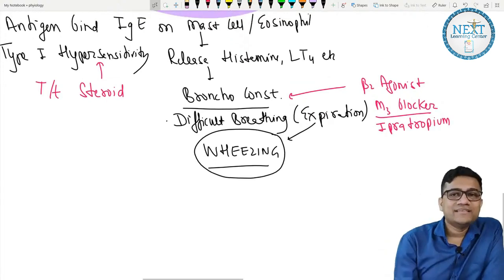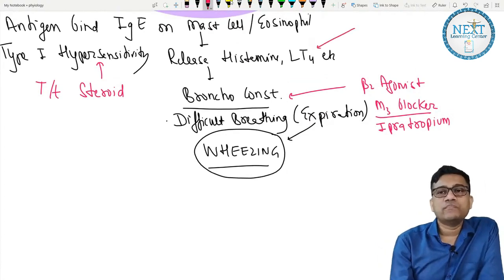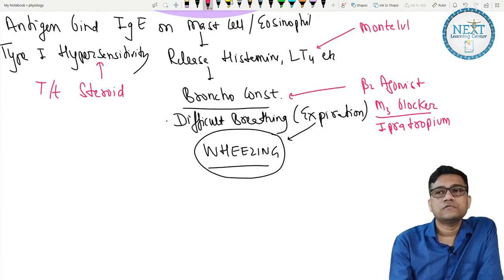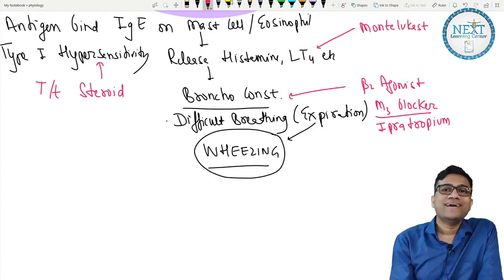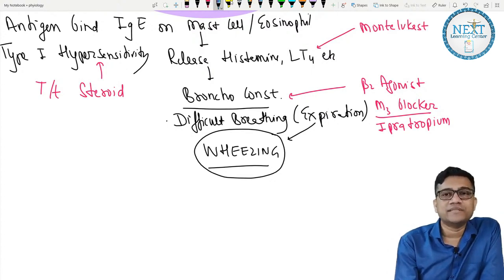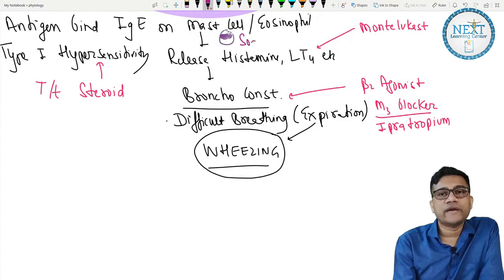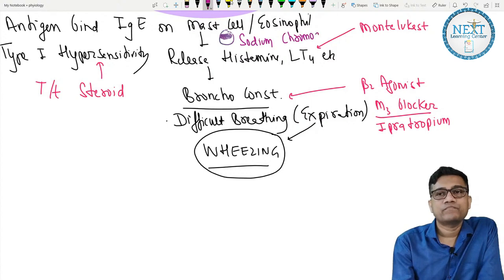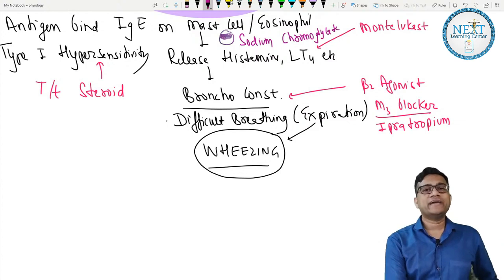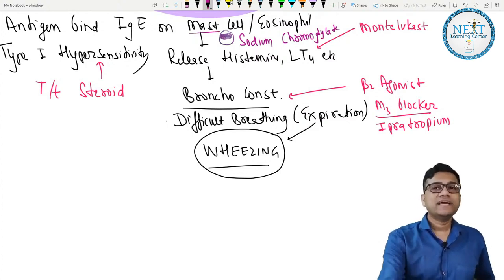Then histamine and this. Leukotriene you can block by what? Montelukast, zafirlukast. And histamine release you can stabilize from mast cell. What substance can we use? Sodium chromoglycate. So sodium chromoglycate stabilizes the mast cell, so the mast cell is inhibited.